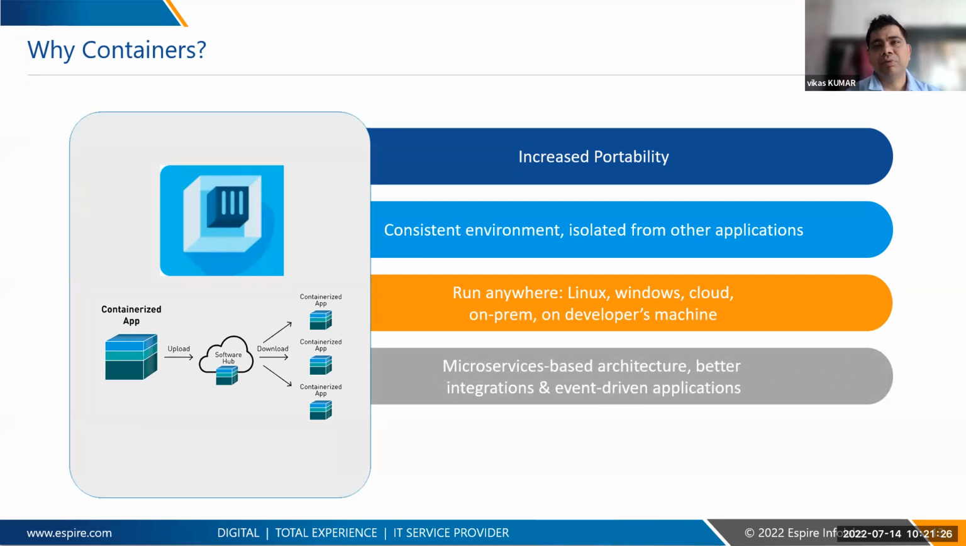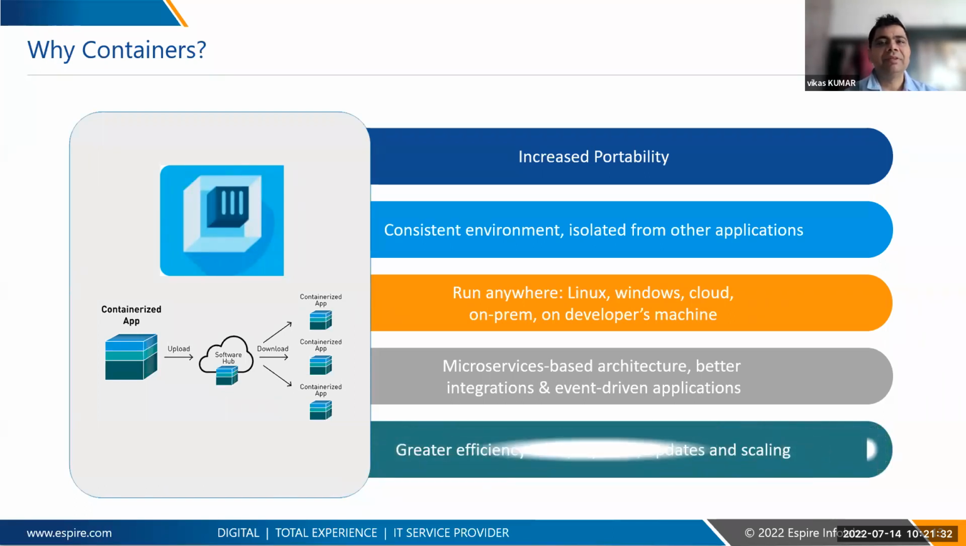We can run containers anywhere. It supports the latest microservice-based architecture, where we can have different services. In the Sitecore case, we have different pods. A pod is the smallest unit in the container space where we host our service. So we have different pods for different services. It also increases the efficiency in deployments, updates, and scaling our solution.